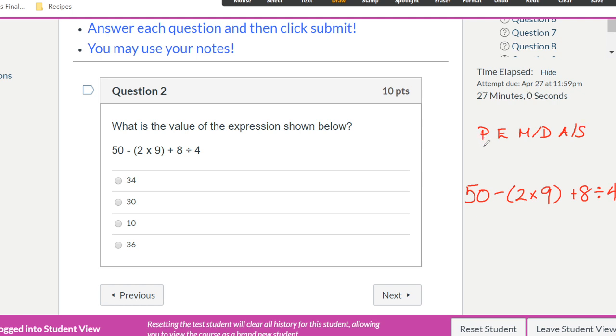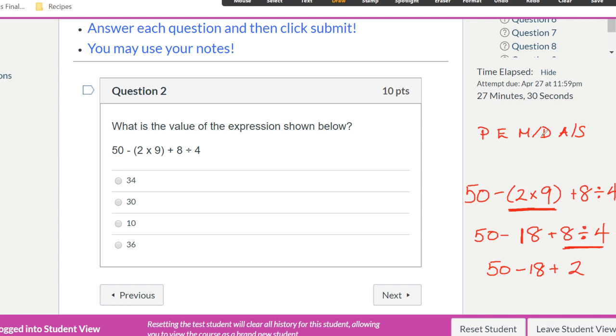Parentheses first, as always. So we look here, there are parentheses, so we're going to solve what's in there first. 2 times 9 is going to be 18. Rewrite the stuff that we haven't used yet. 50 minus 18 plus 8 divided by 4. Now we go back to our steps. No more parentheses, no exponents, multiplication, division. There is a multiplication or division. We're going to solve that next. 8 divided by 4 is going to be 2. So now we have 50 minus 18 plus 2.